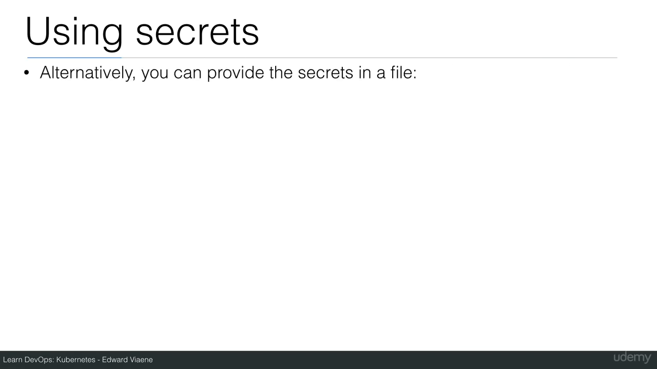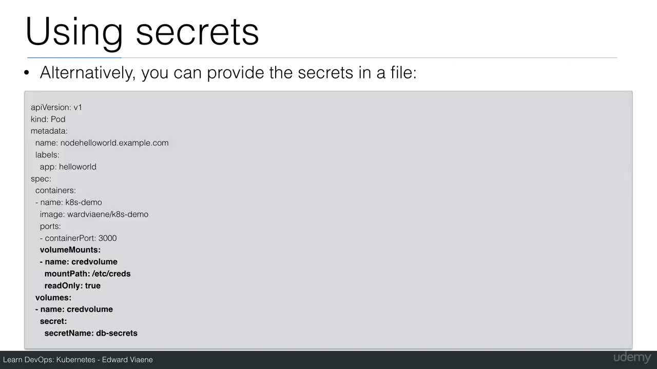Alternatively, you can provide the secrets in a file. Here we have a volume mount within our container. We give the name, we give the path. So this is the path that your app will have to use. It's /etc/creds. Read-only true, so your app that is running in this container cannot change this, it can only read this. And then we're going to have a volume definition. In this volume definition, you're also going to define a name, cred-volume.